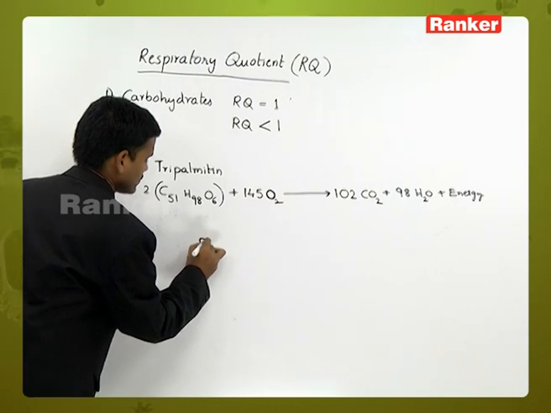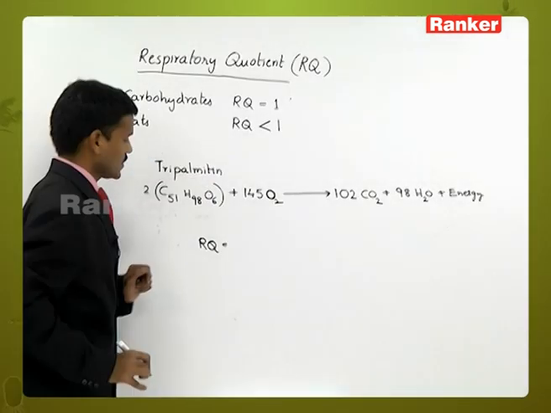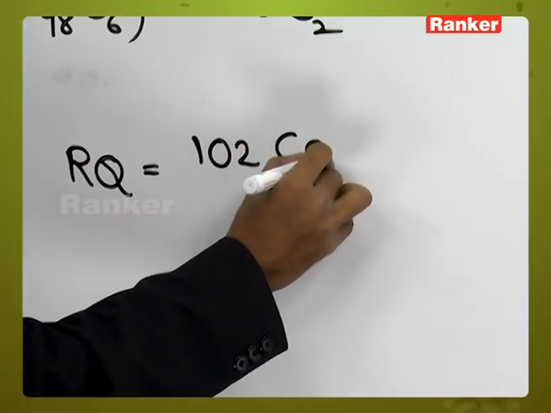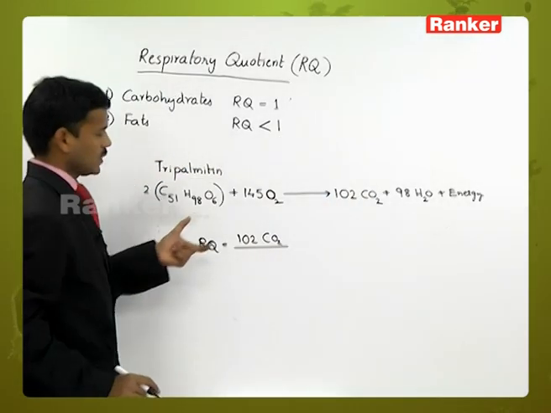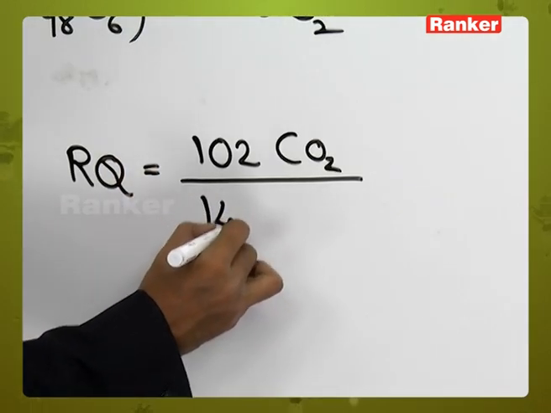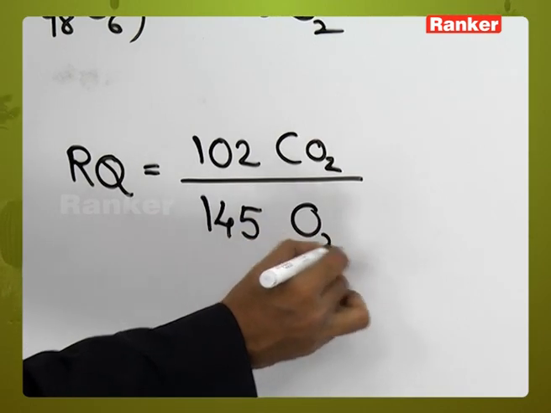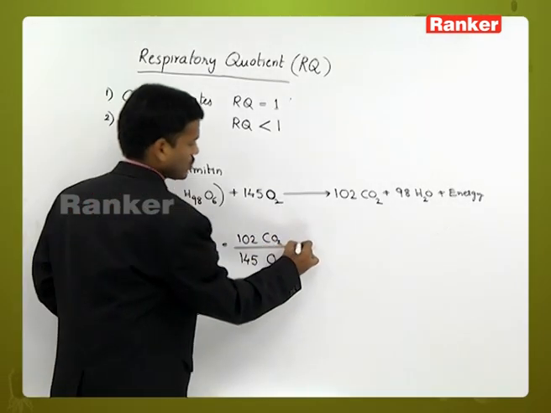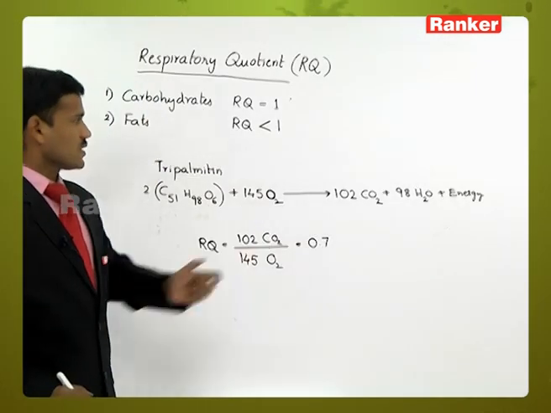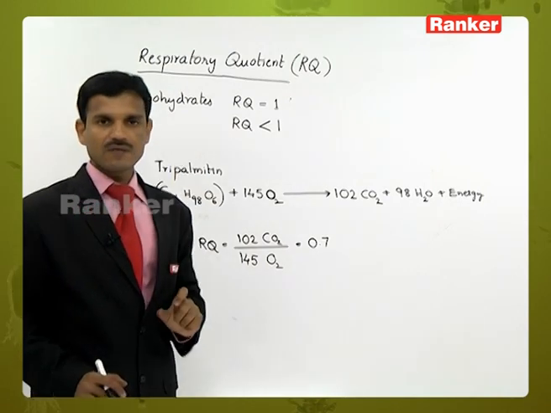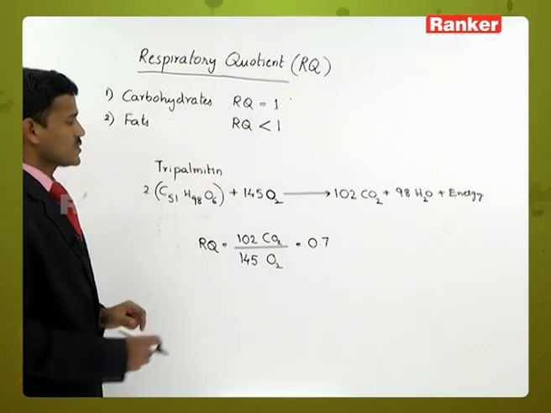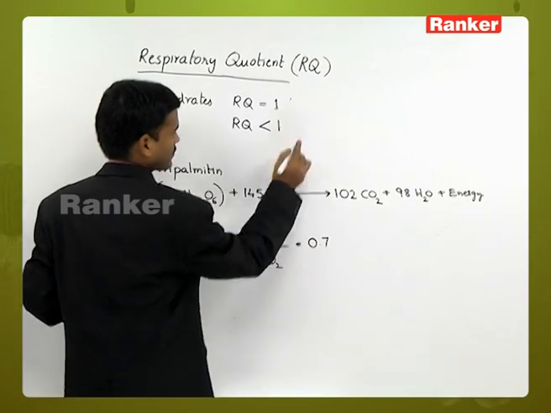So the volume of CO2 evolved is about 102, and 145 oxygen molecules are consumed. The ratio is approximately 0.7. Whenever fats are involved in aerobic respiration, the RQ value is less than 1. That is 0.7 for tripalmitin.